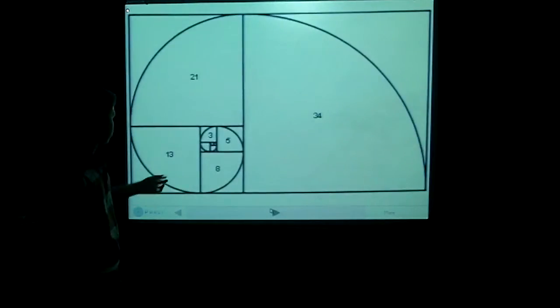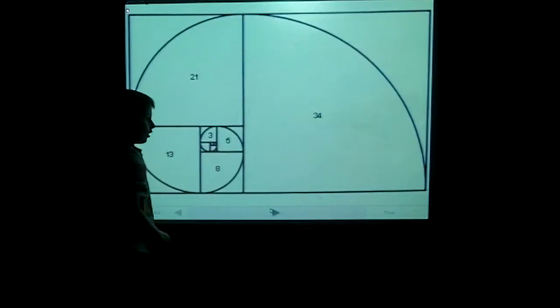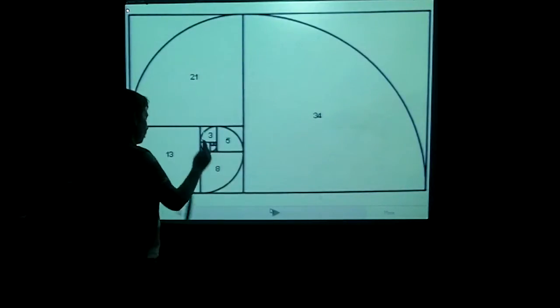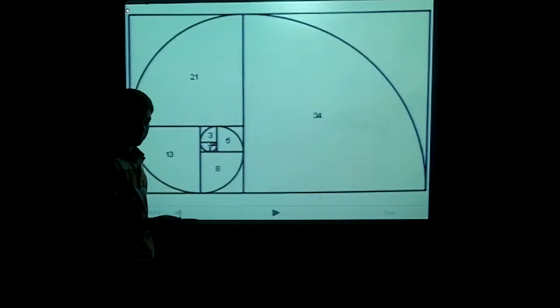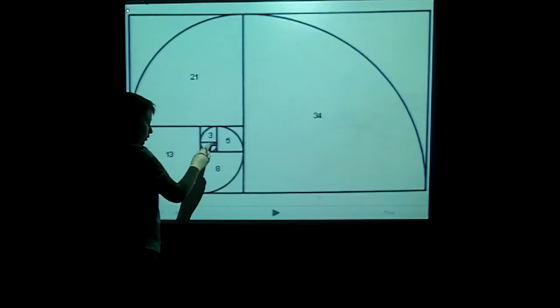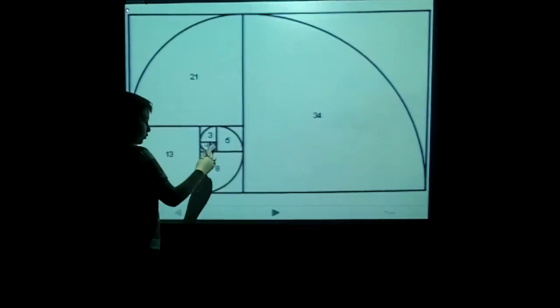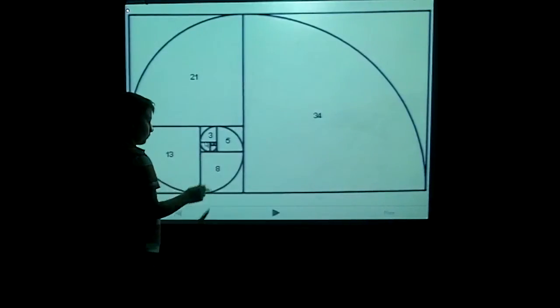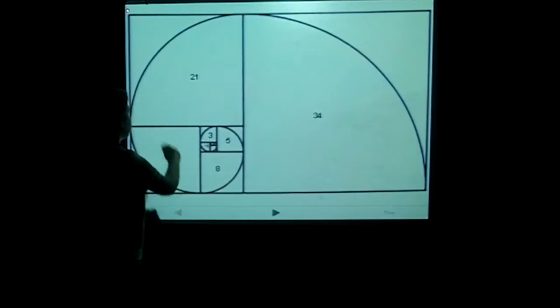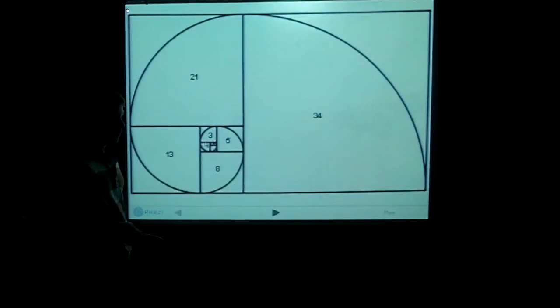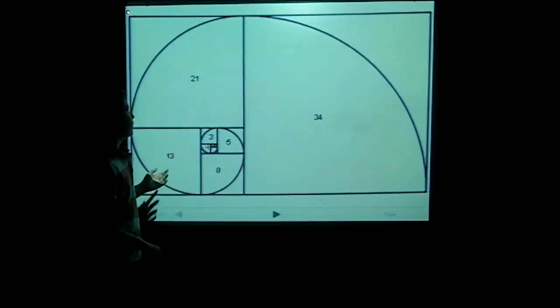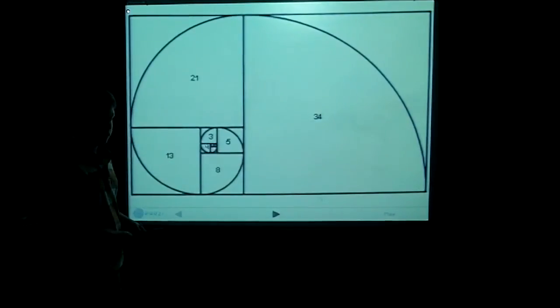This is derived if you take the Fibonacci numbers and create squares, the first one starting with a side length of 1, then that's 1, that's 2, and so on, 3, 5, 8, 13, 21, 34. If you connect the opposite corners of the squares with a 90-degree arc, you will get a golden spiral, which is like the perfect spiral.